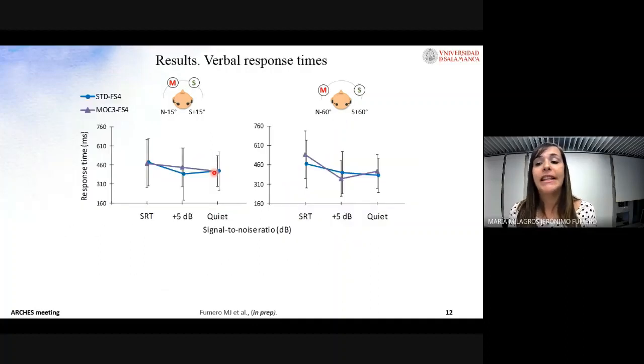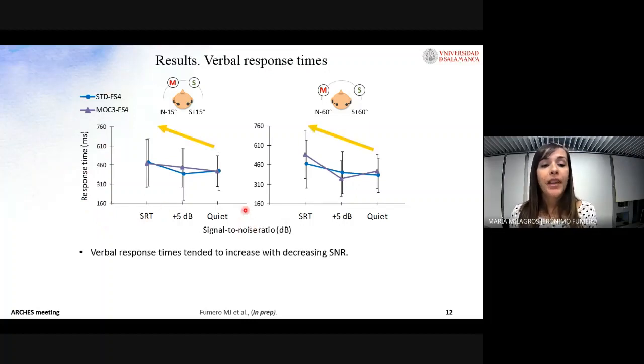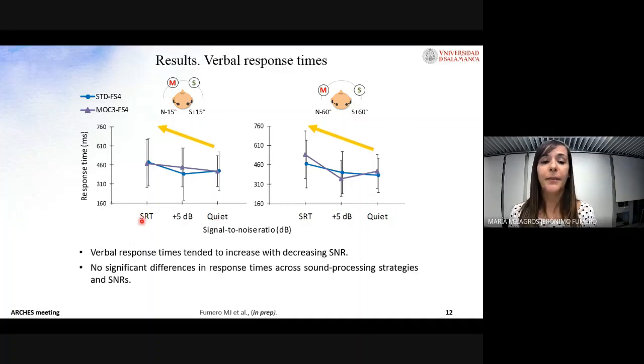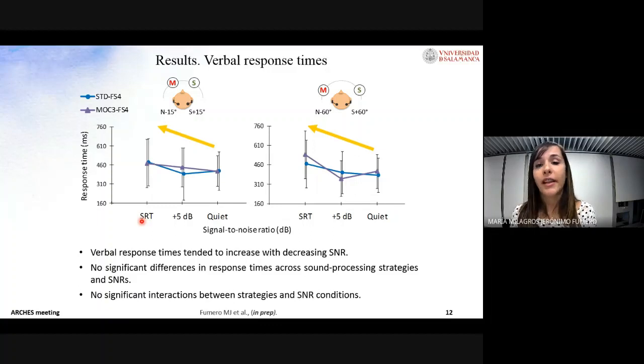Here we see the results of response times. This figure shows the response times as a function of the signal-to-noise ratio for the two processing strategies. And as you can see, response times tended to increase with decreasing SNR. However, we didn't find significant differences across sound processing strategies and SNR conditions. And in addition, the interaction between strategies and SNR conditions was not statistically significant.